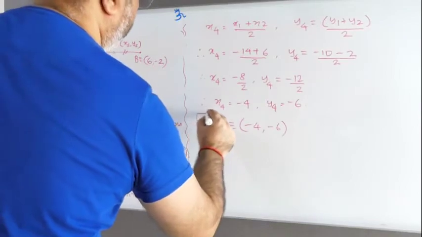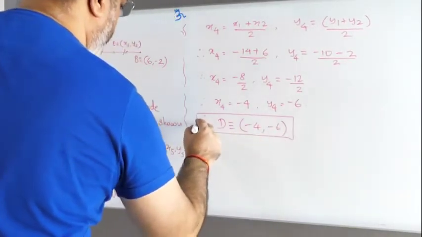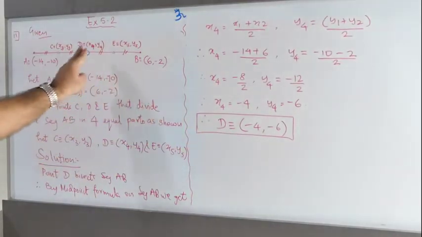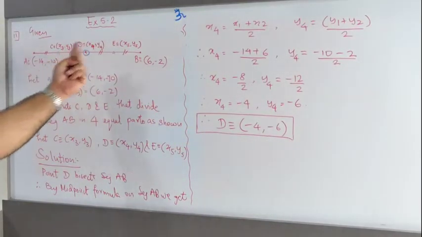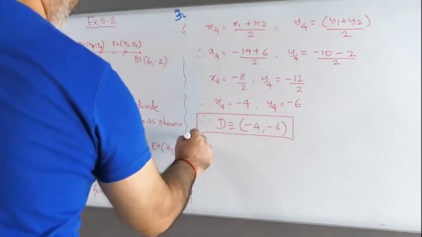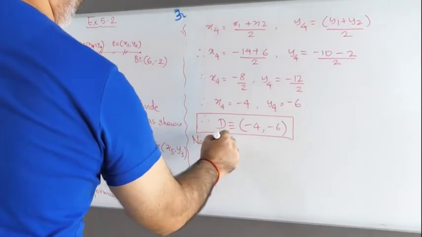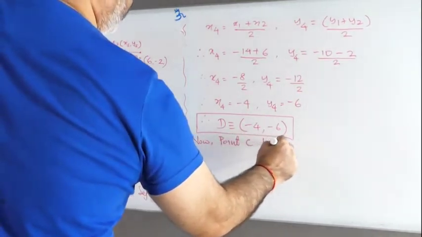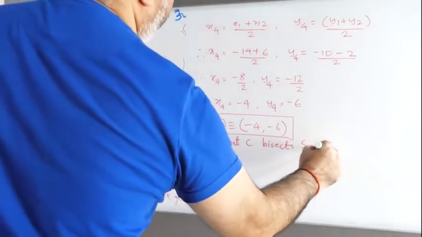This is very important because based on this you're now going to get the other two. So now you have got D. Once D is got, you will get C and you will get E. Without D, it is not possible to get C and E by midpoint formula, right? Okay, now we go to C. So we will say, now point C bisects segment AD.